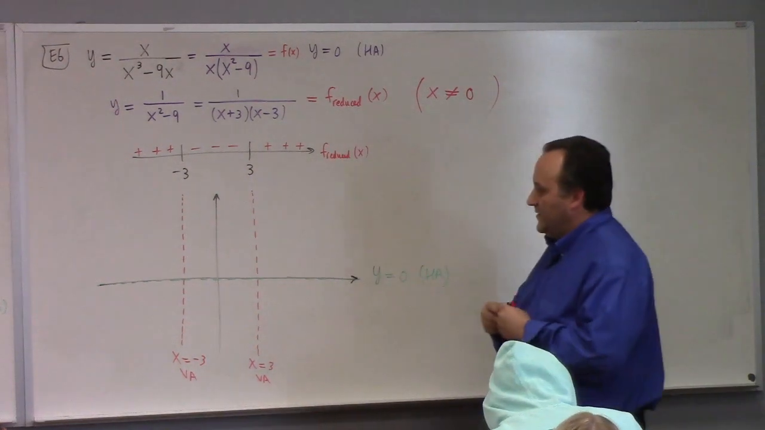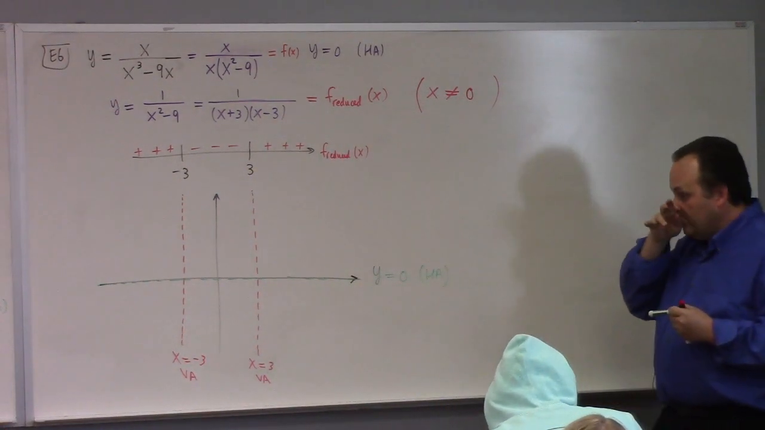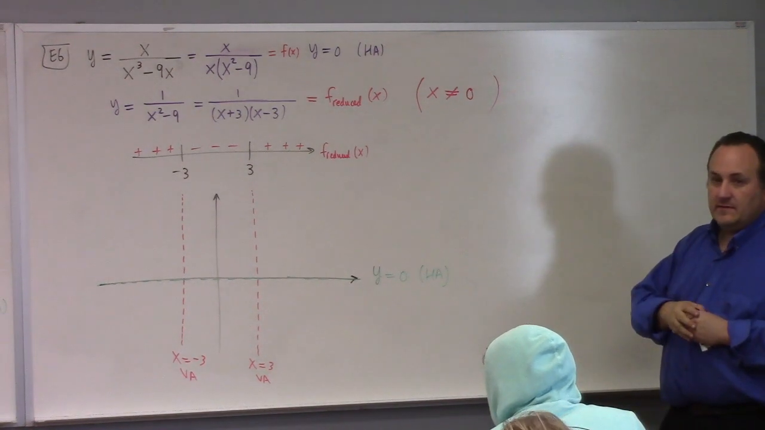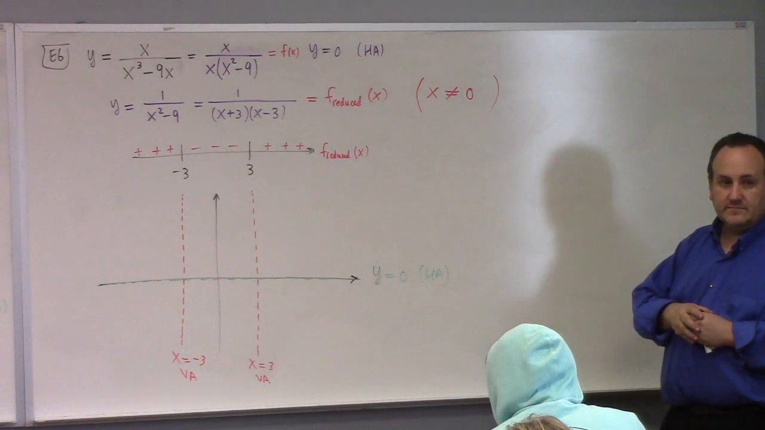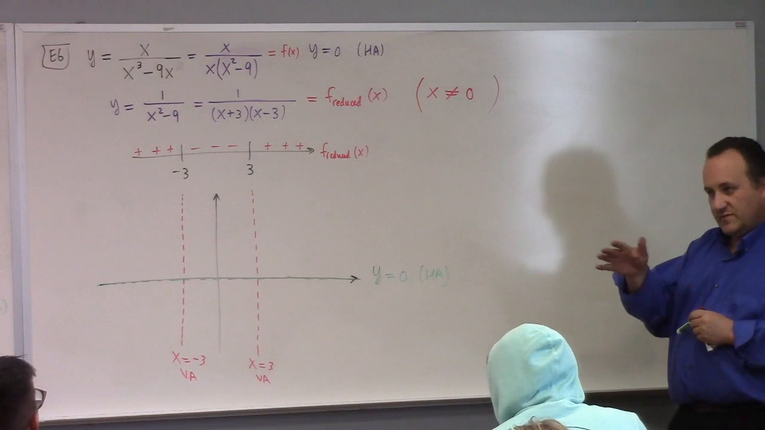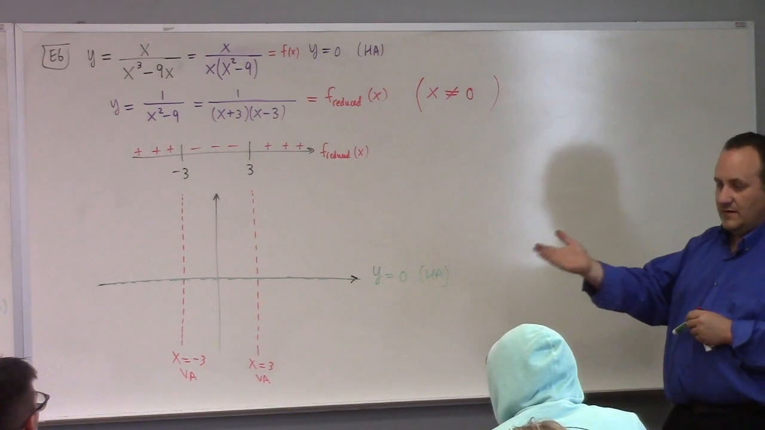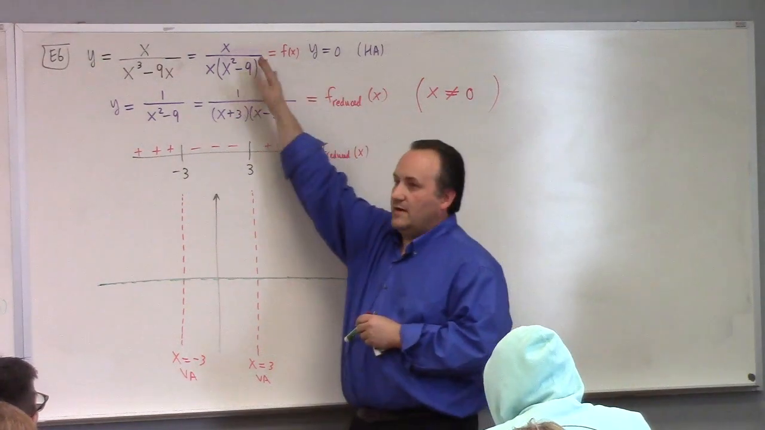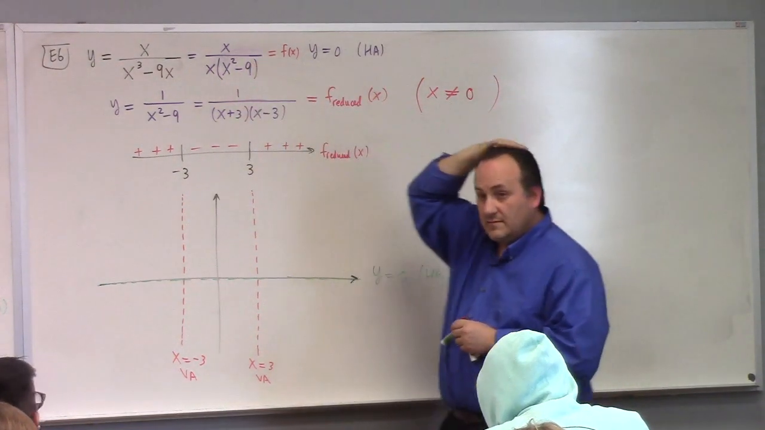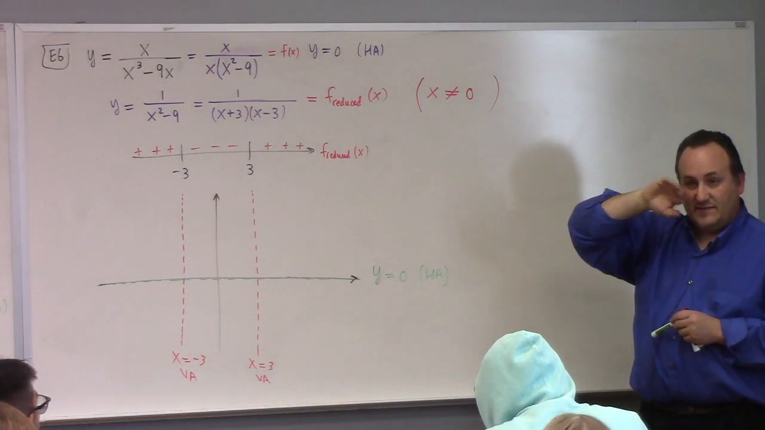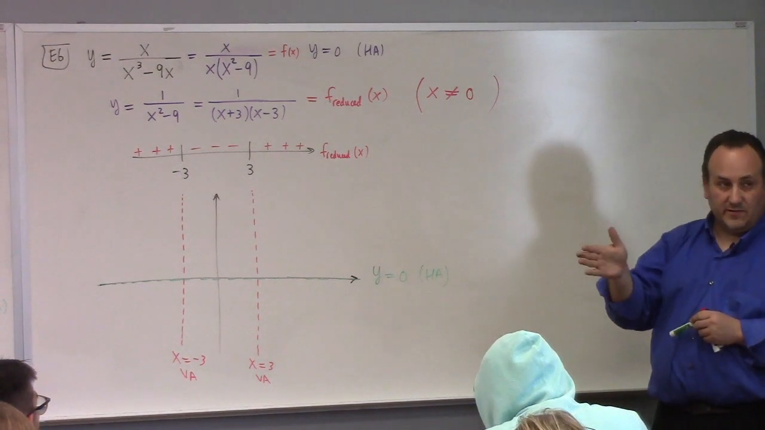And let's see here, what else? Does this function have any x-intercepts? 0. Only. But 0 I can't do, because if I plug in 0, I get 0 over 0, which is undefined. So yeah, 0 is our only hope, but it's not an x-intercept because the function's not defined at 0. No x-intercepts.